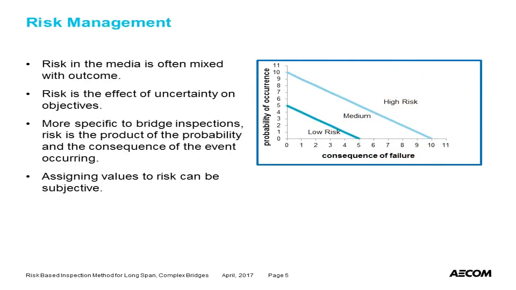Let's talk a little bit about risk management. In the media, it's often mixed up with outcome. Risk is the effect of uncertainty on objectives. More specific to bridge inspections, it is the product of the probability of the event occurring and the consequence of the event occurring. It can be very subjective when we assess or evaluate risk.